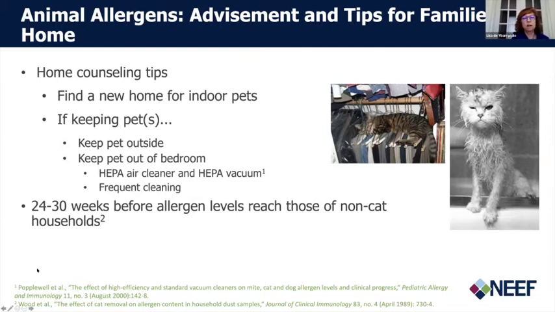HEPA air cleaners are questionable in their help. HEPA vacuum cleaners may benefit, but there's not substantial evidence to show that. Frequent cleaning and the use of impermeable allergen encasements for bedding is recommended for cat allergens, because even when you get rid of that cat, the allergen can persist in mattresses for years after the cat is removed from the home. And just keep in mind that after you get rid of that cat, the cat allergen can still hang around for a good 6 to 8 months. Next slide.